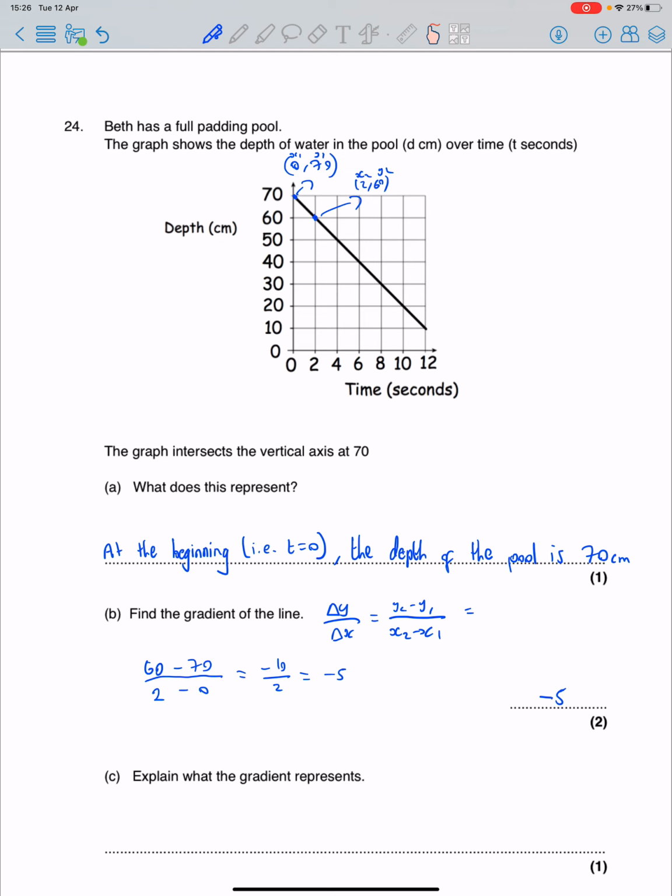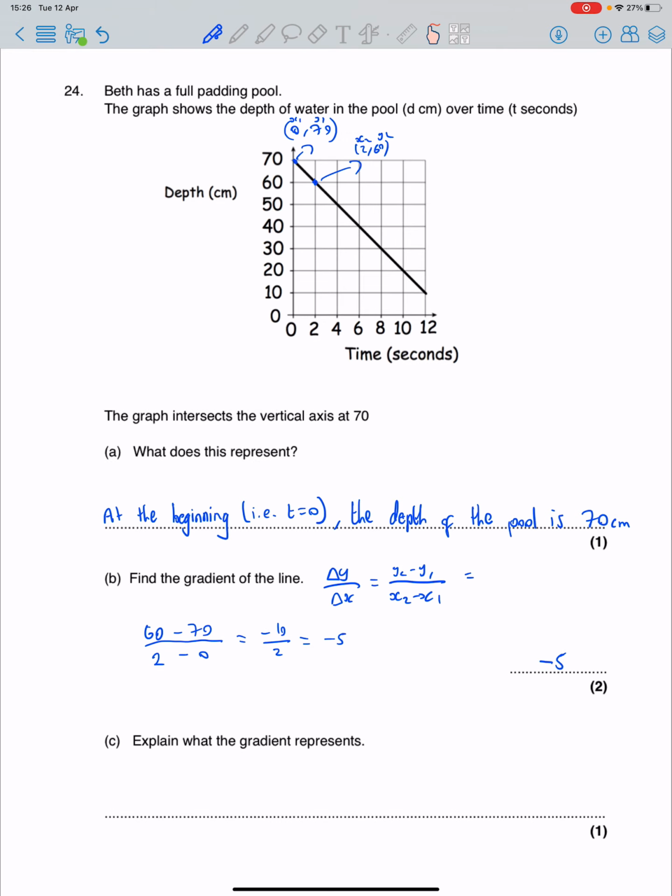Okay, so then explain what the gradient represents. The gradient represents basically how quickly the water is being emptied, or the rate at which the water is going down. So first of all, we can see after each second, the depth of the water in the pool decreases by 5 centimeters.